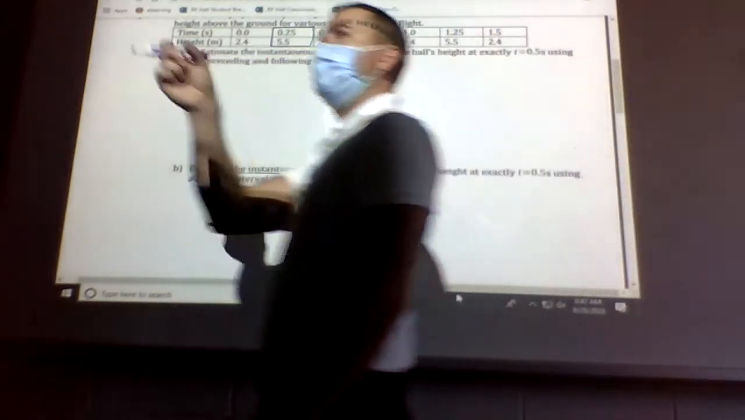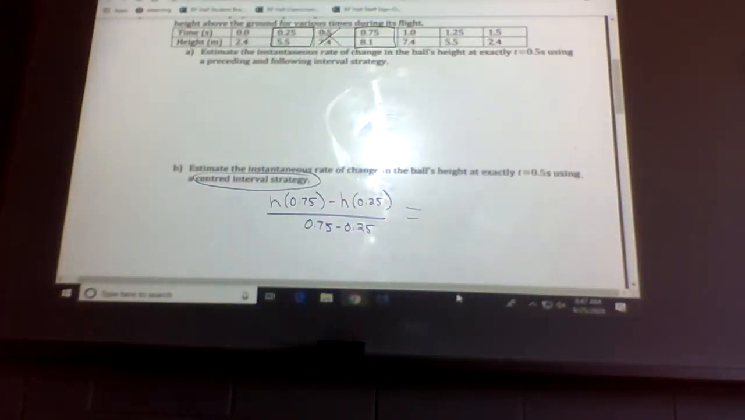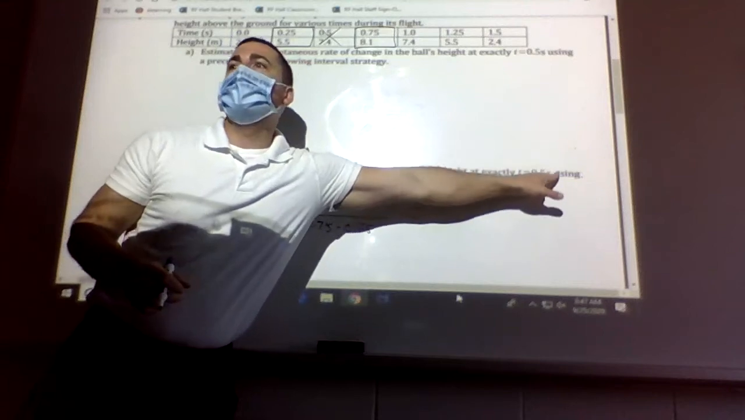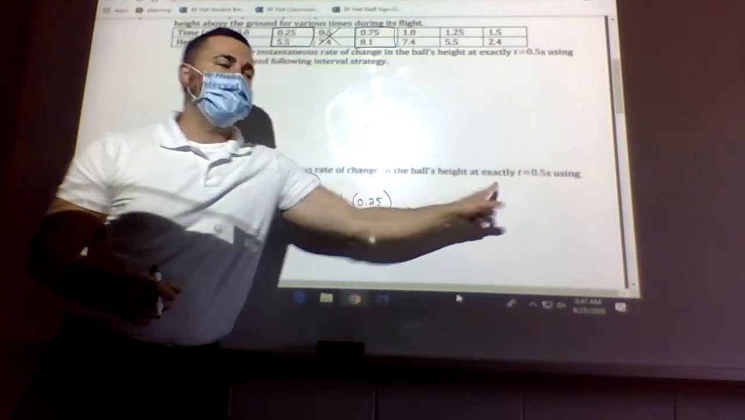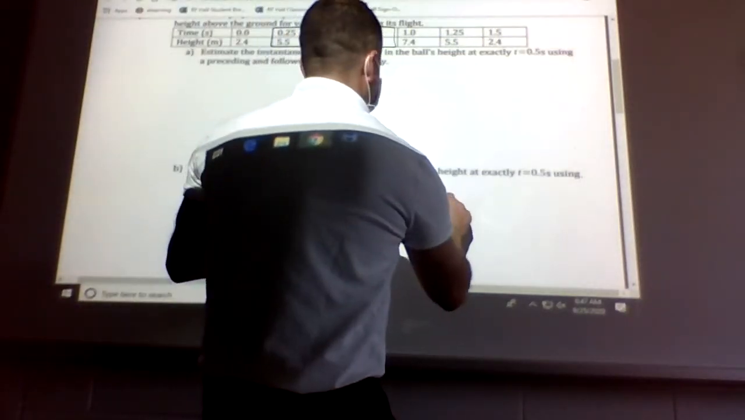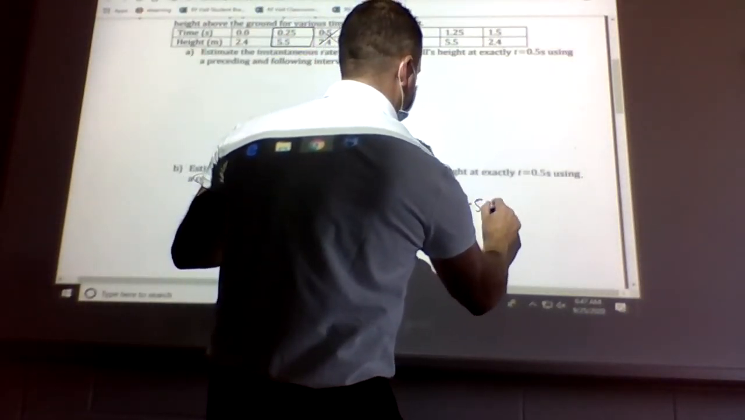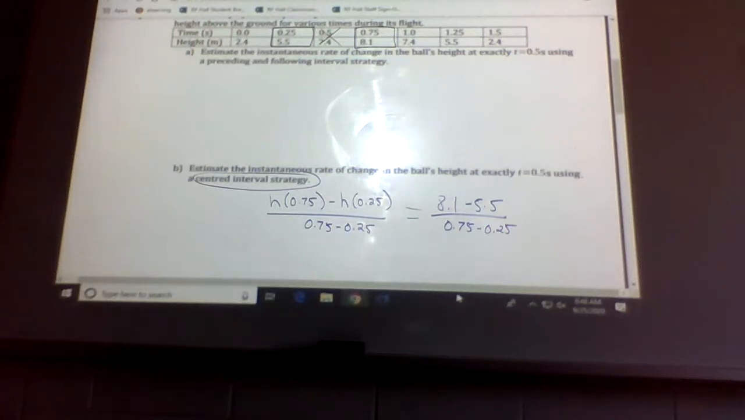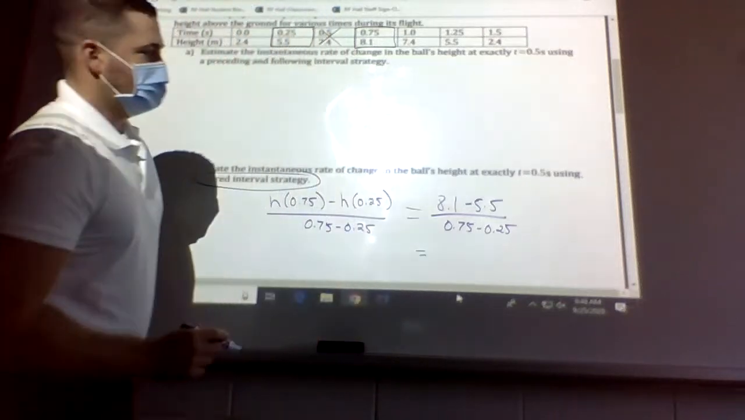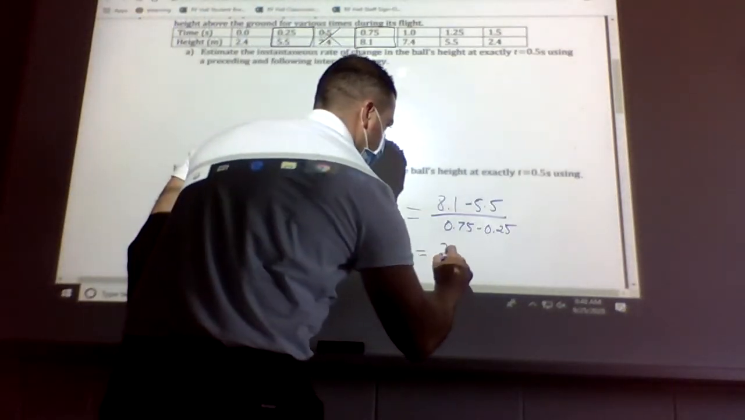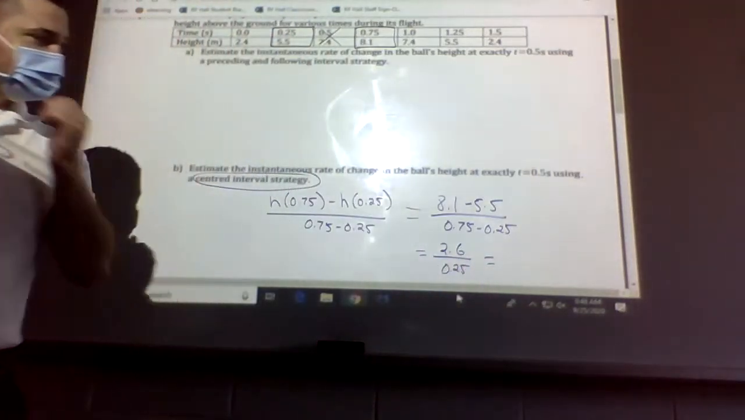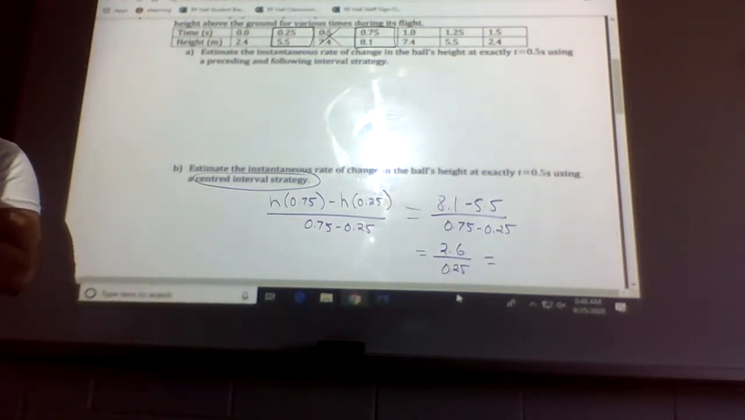So centered, take the before and after, but don't use the actual point itself. Since we're looking at exactly 0.5, we'll take a before and after. So 0.75 and 0.25. We plug that in, so we get 8.1, subtract 5.5, all over 0.75 minus 0.25. That gives us 2.6 divided by 0.25.